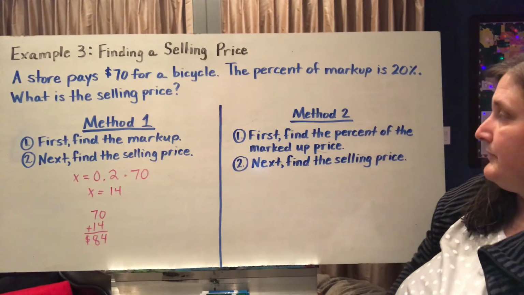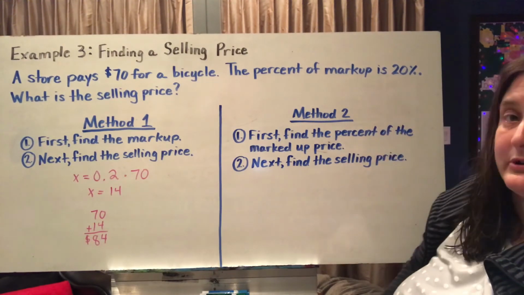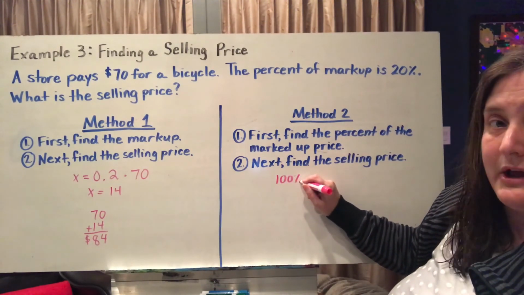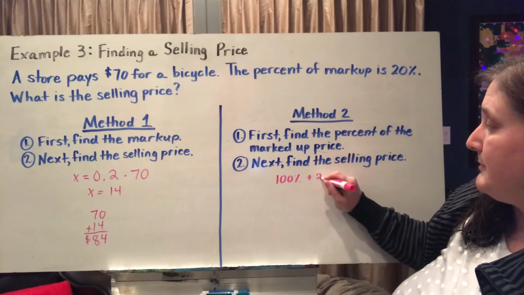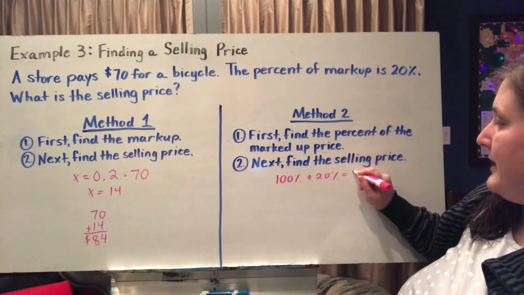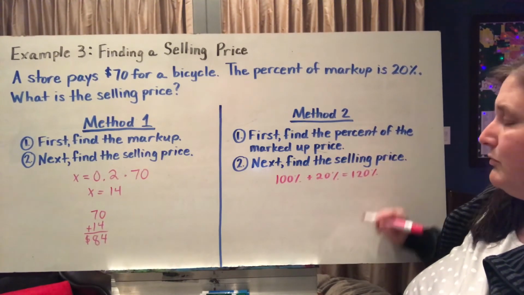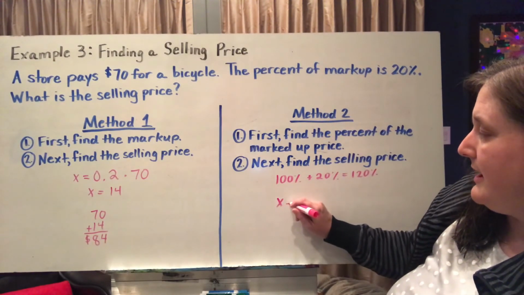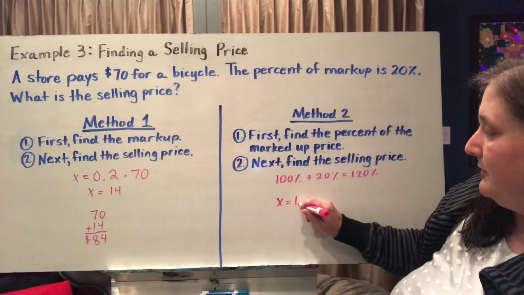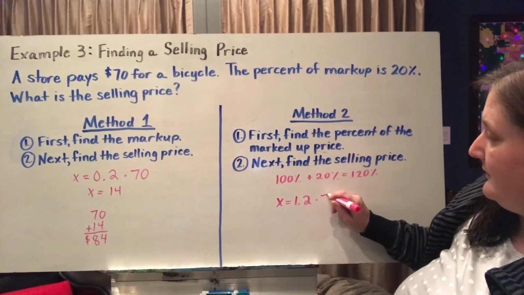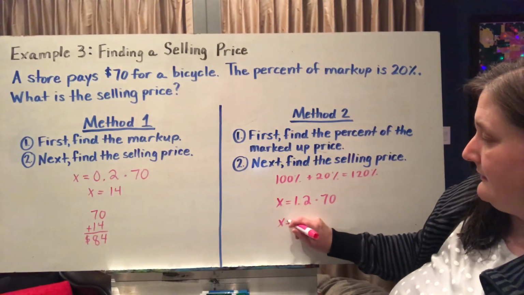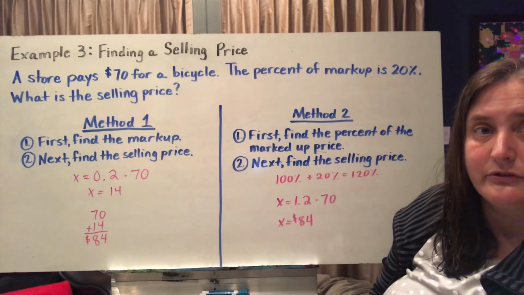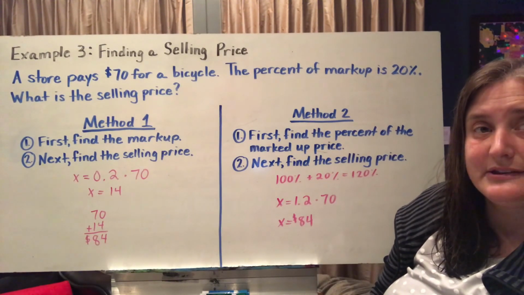Another method I can use is to find the percent of the marked up price. So every item is 100% to start. That's the original price. But they're marking it up 20%. They're adding 20%. So I'm actually paying 120% of that bicycle's value. So if I want to find what I'm paying, 120% as a decimal is 1.2 times my total, which was 70, and I get 84. So the bike is costing me $84. So two different methods that give me the same price.